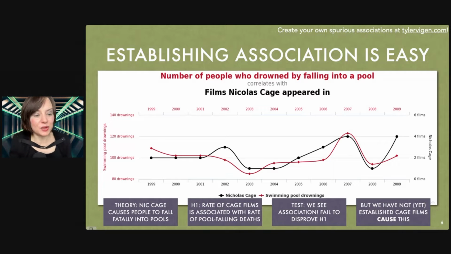And this is an example of where subject matter expertise comes in. Knowing more about the mechanisms behind drowning, knowing more about Nick Cage films could help us study this a little bit more closely if we think something's there. I already introduced this as something relatively silly. Please generate your own. It's very fun.